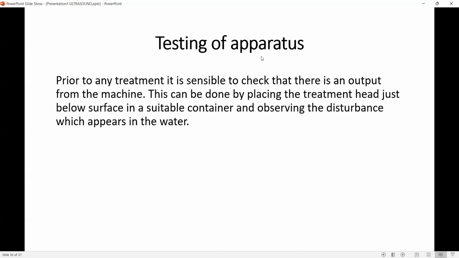Testing of apparatus, that means how to test. Prior to any treatment, it is sensible to check the output from the machine. This can be done by placing the treatment head just below the surface of a suitable container of water and observing the disturbance which appears in the water.